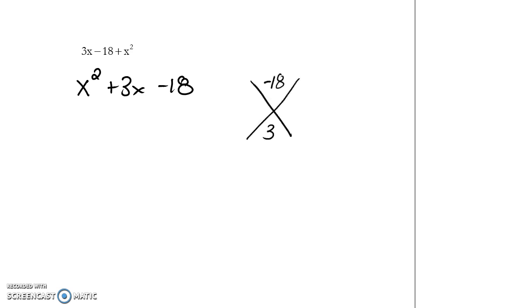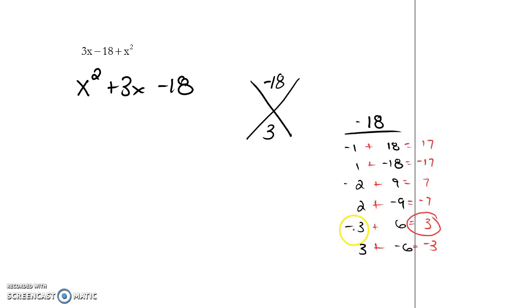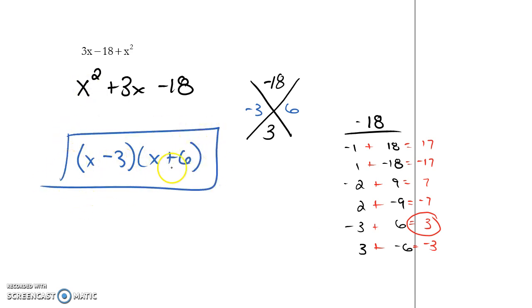So what multiplies to -18 and adds to +3? So the option that works here is -3 and +6. -3 and +6 are my factors. I get x for my x squared -3, and I get x plus 6. I need the parentheses. It's multiplication. Those are my two binomials.